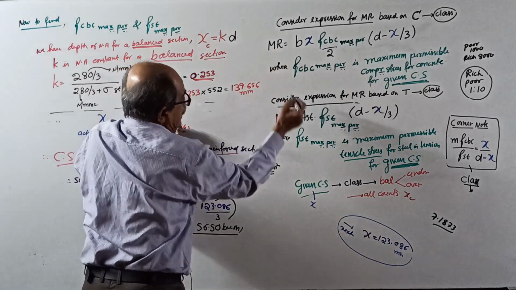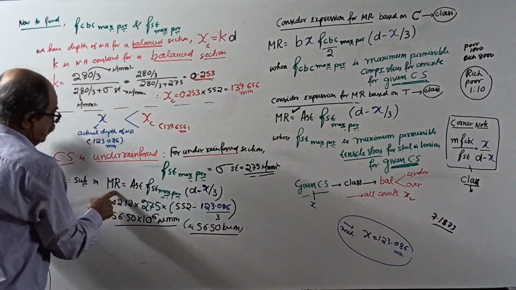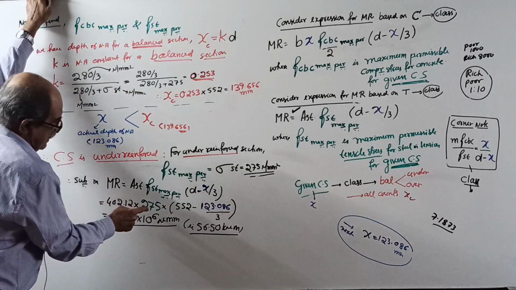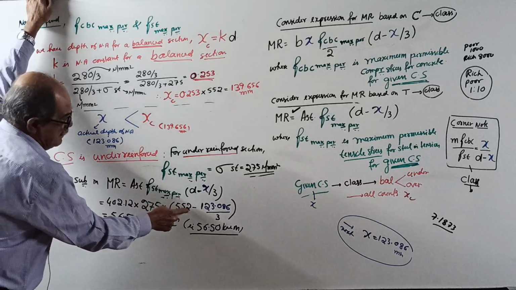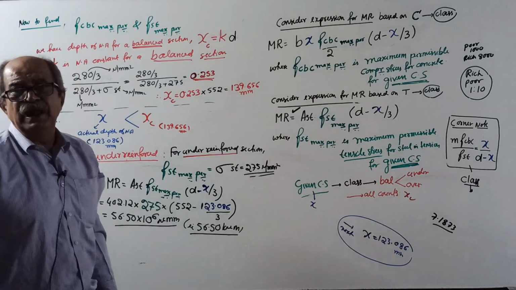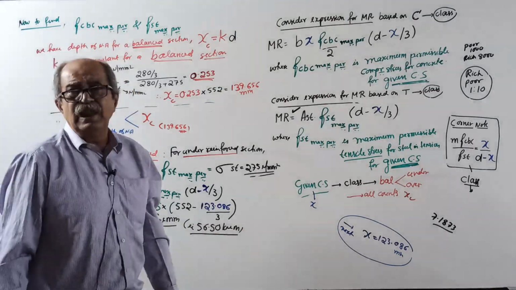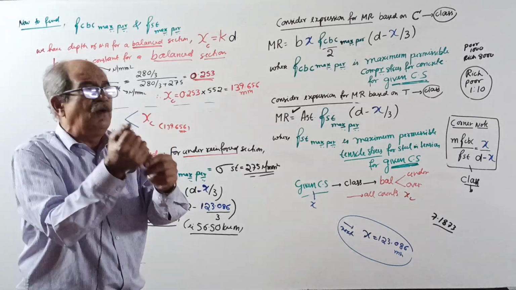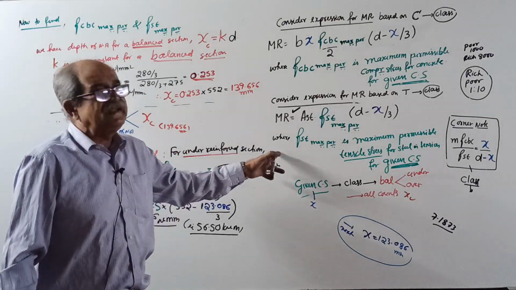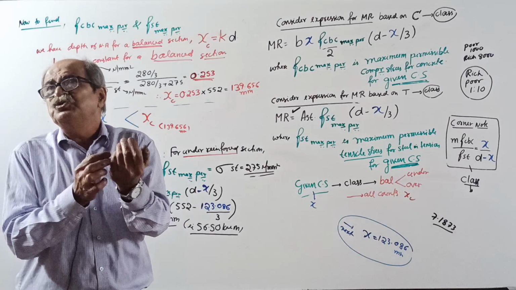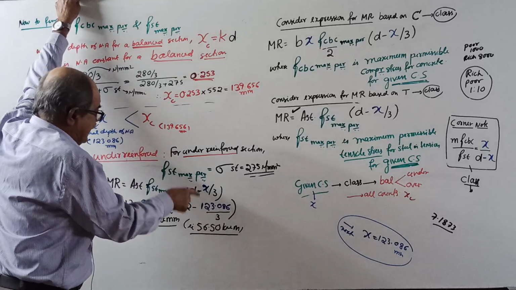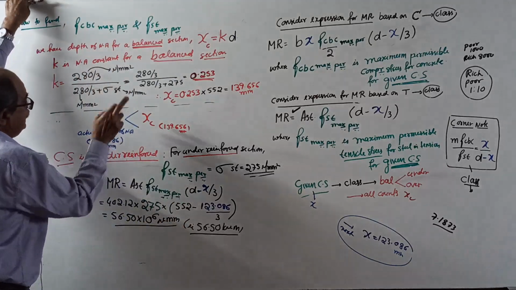Therefore, you can use this equation: MR equal to AST, FST max permissible, into D minus X by 3. Substituting AST, FST max permissible, D minus X by 3, I got MR 56.5 times 10 to the power 6 Newton millimeter, that is 56.50 kilonewton meter. So if you apply a BM of 56.5 kN meter, steel will reach the critical stress. Of course, at that time concrete will be relaxed. To increase the stress, you can't increase the BM; you should stop the bending moment at this level. This is MR based on tension.